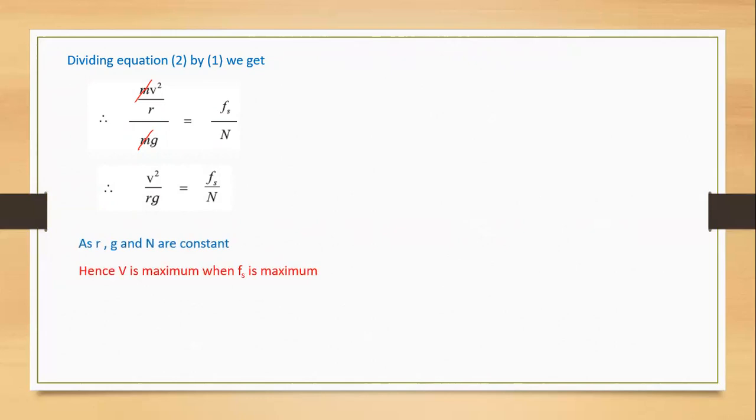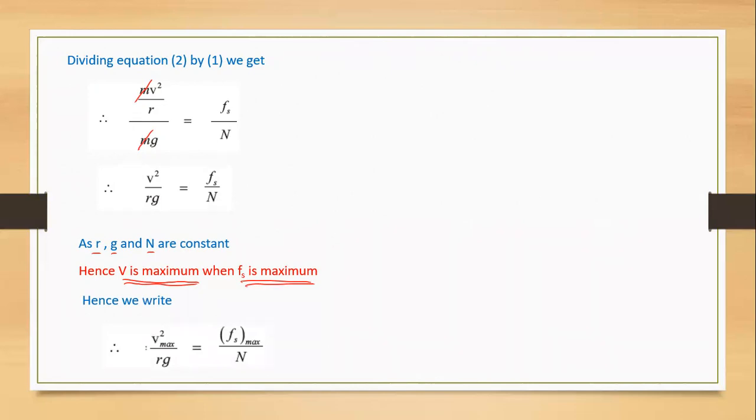Now in this formula, this small r is the radius of the circular track, g is acceleration due to gravity, N is the normal reaction. They are constant. So as r, g, N are constant, this v is maximum when Fs is maximum. So you can say that the speed of the vehicle on this curved path is maximum when the friction is maximum. When the friction is maximum, that time only v is maximum. Hence we can write the same formula.